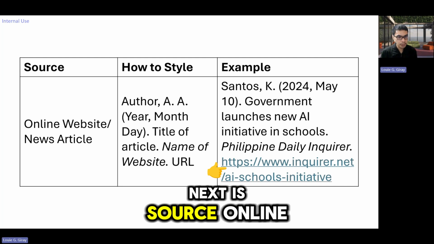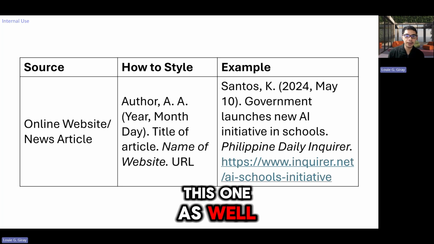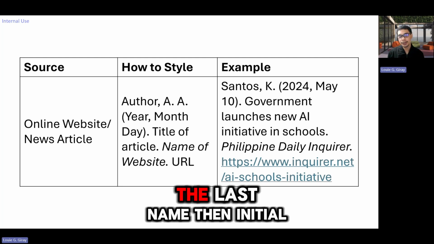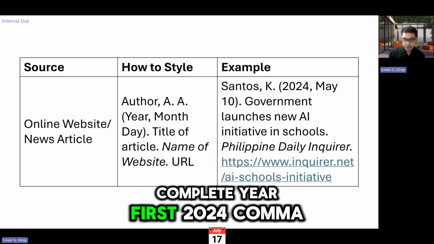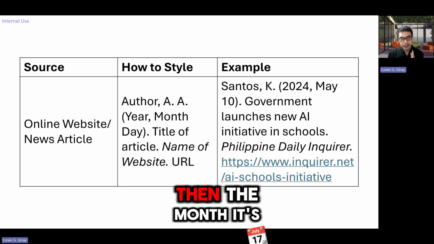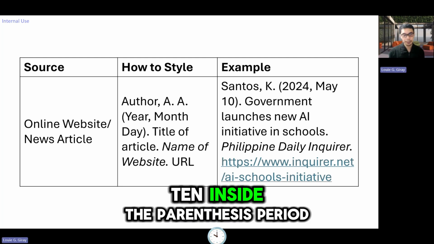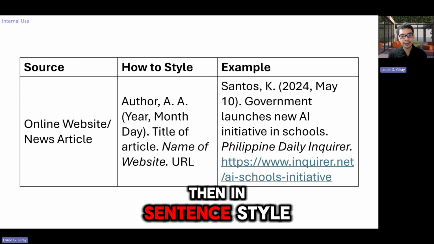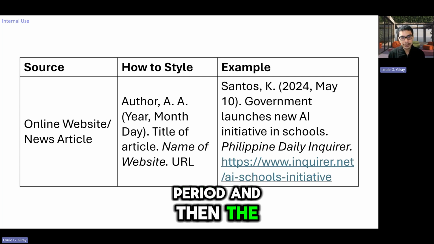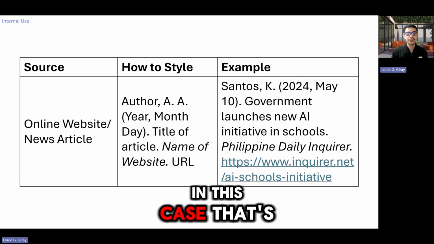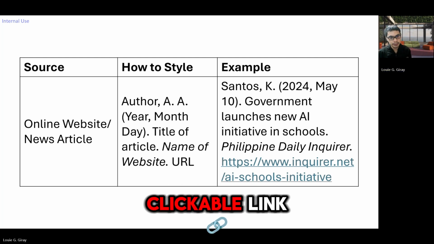Next is source online website or news article. You might be using this one as well, so this is how you do it. The last name, then initial. This one should be complete. Year first, 2024, comma, then the month, it's May here, and then the date, 10, inside the parentheses, period. Then in sentence style, put the title of the article, period, and then the name of the website. In this case, that's Philippine Daily Inquirer, period, and then you put a clickable link.